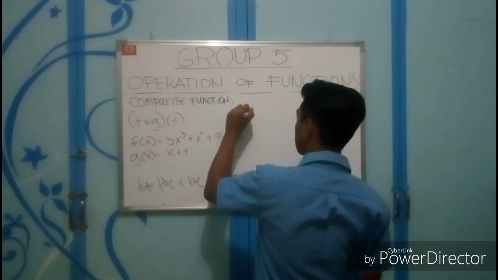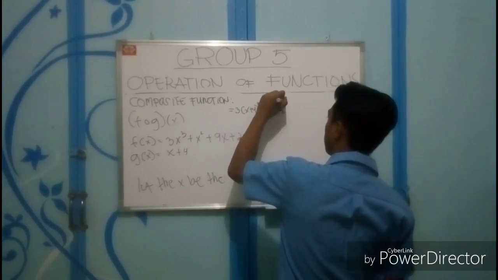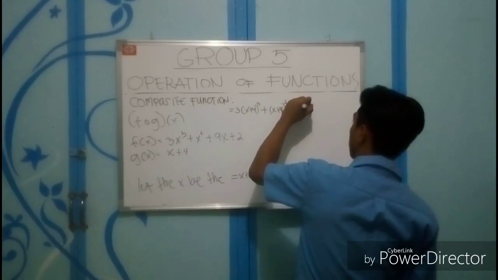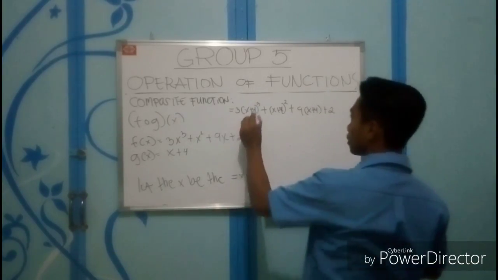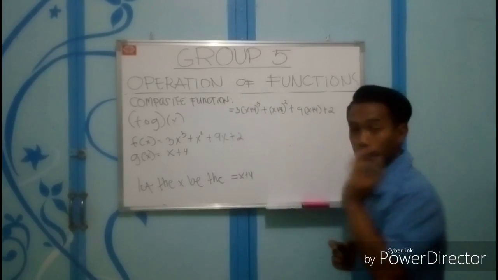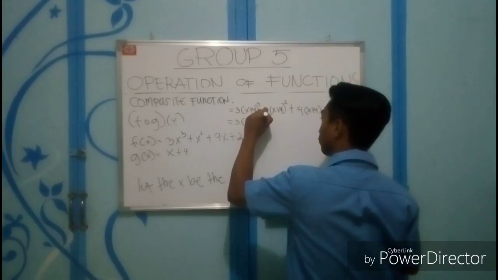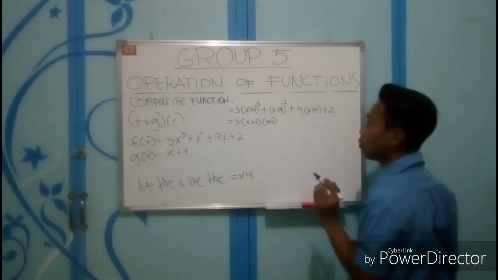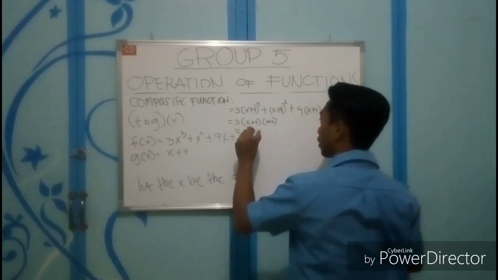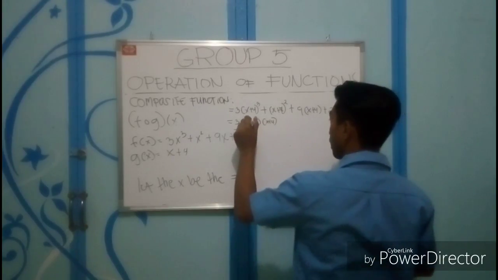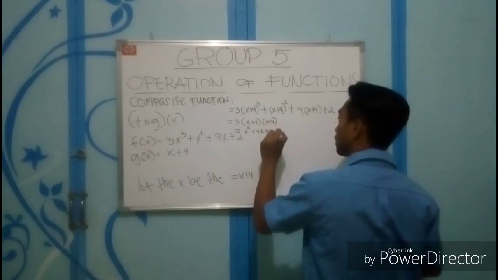3 times (x plus 4) cubed plus 3 times (x plus 4) squared plus 9 times (x plus 4), then copy 2. Since there's a cube, we can multiply it by 3. So first copy the 3, then (x plus 4). x times x is equal to x squared. Plus x times 4 equals 4x. Then 4 times x equals 4x again. Then 4 times 4 equals 16.